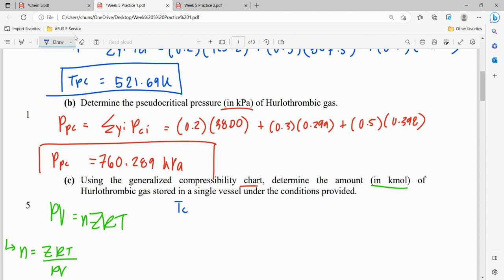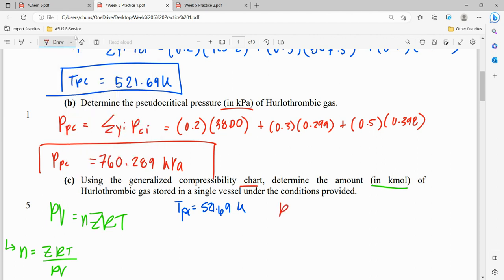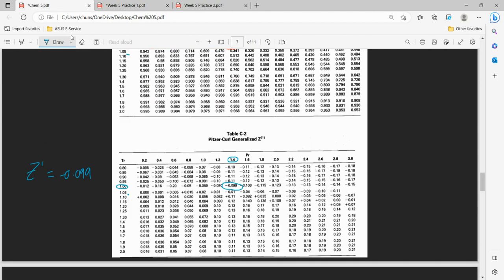So we have TC is equal to 1, and it's equal to 760.289 kilopascals.